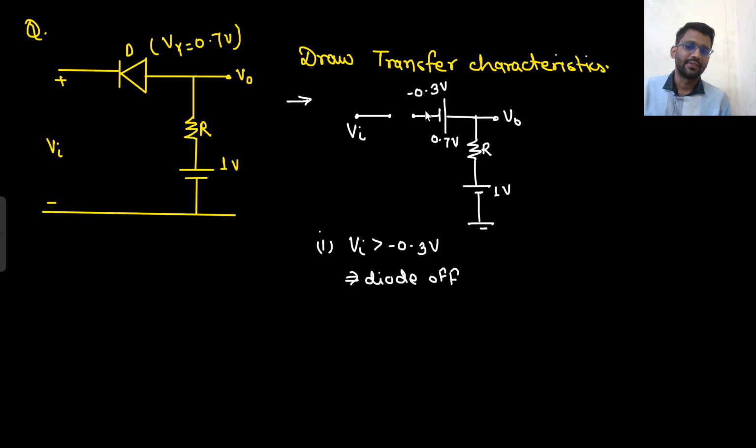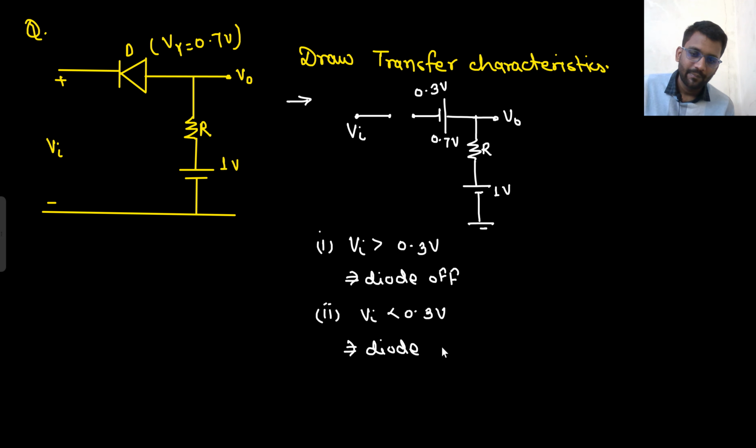1 minus 0.7, that means, oh wait a minute, sorry. 1 minus 0.7, that means it will be plus 0.3, right? So when V in is greater than 0.3, the diode will be off. And when V in is less than 0.3, the diode will be on. If the diode is off, that means V naught is equal to 1 volt, because there will be no current through this resistor.